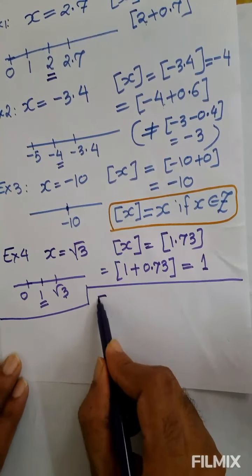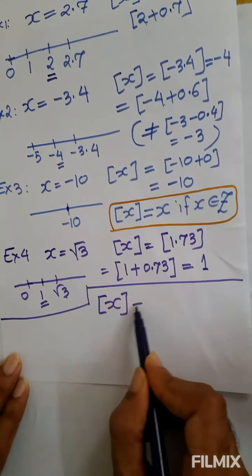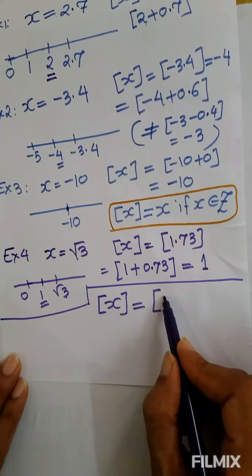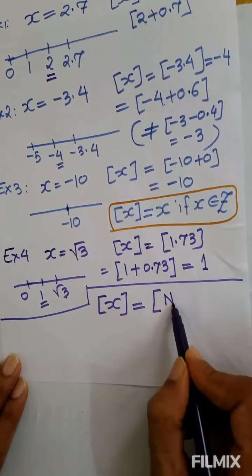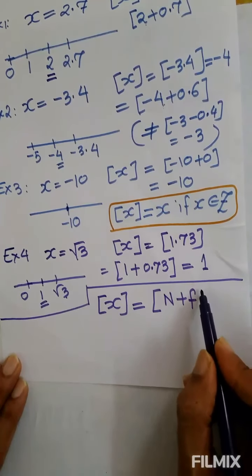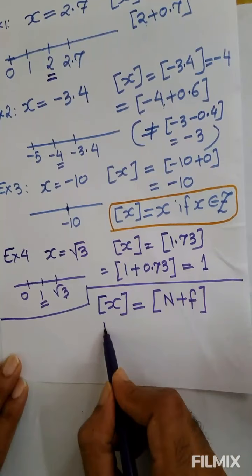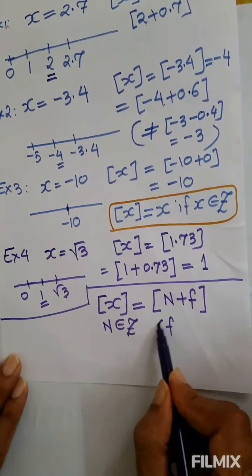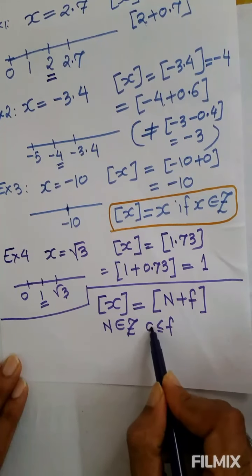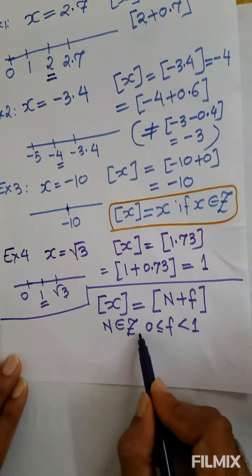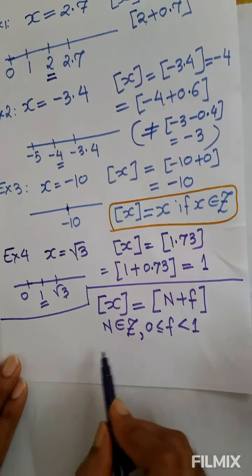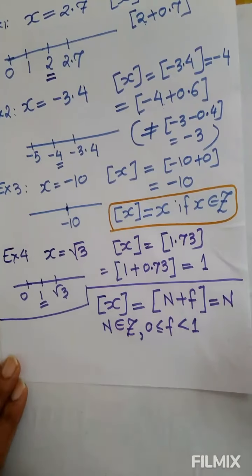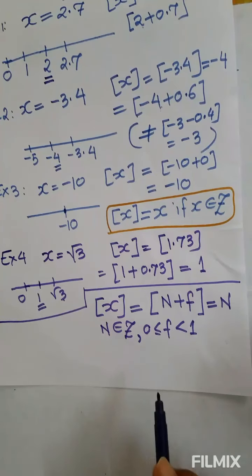So in short, we can define the greatest integer of x as follows: if x can be expressed as n plus f, such that n is an integer and f is a positive fraction between 0 and 1, then the greatest integer of x is n. That's how we can define the greatest integer x.